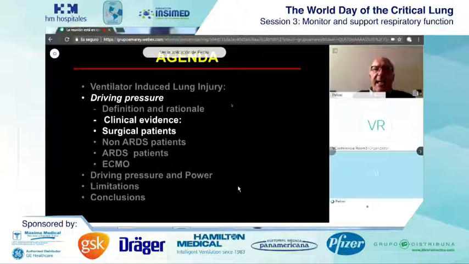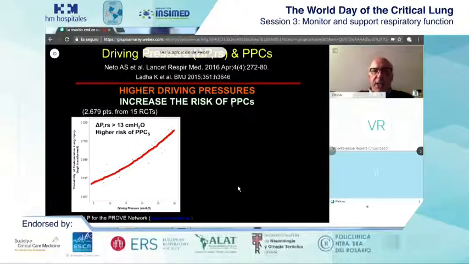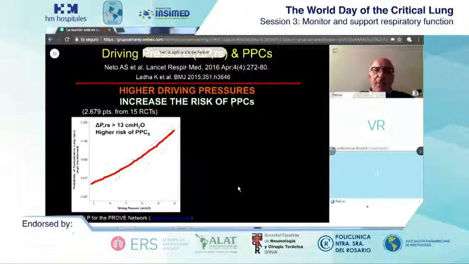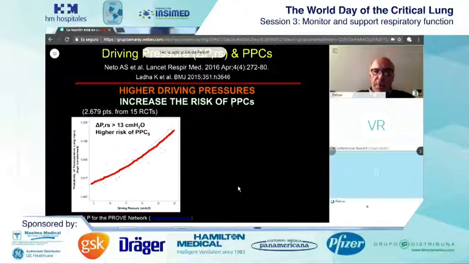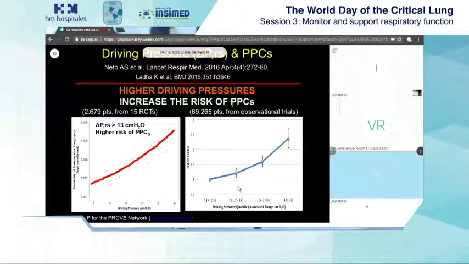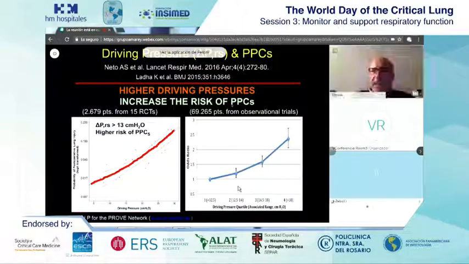What is the clinical evidence? In surgical patients, we have found in a large number of patients and studies that there is a relationship between the driving pressure during surgery and the probability to develop postoperative pulmonary complications. We also found that there is a threshold. When driving pressure during anesthesia is higher than 13 centimeters of water, there is a much greater increase in the risk to develop pulmonary complications. And this has also been shown in an observational trial in a large number of patients.